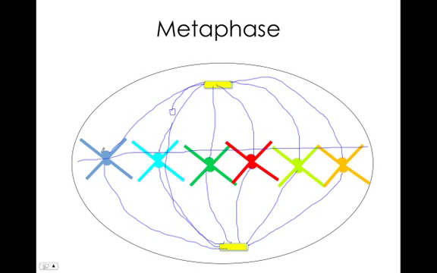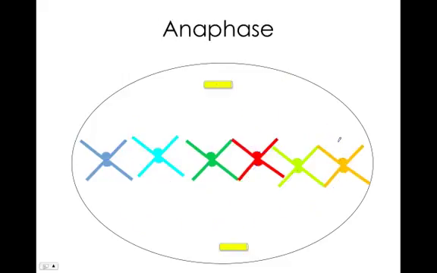And that's the end of metaphase. We've just basically lined our chromosomes up along the middle. Notice we still have 2 copies of the blue chromosome, 2 copies of the green chromosome, and 2 copies of the red chromosome. So our next stage is going to be anaphase.